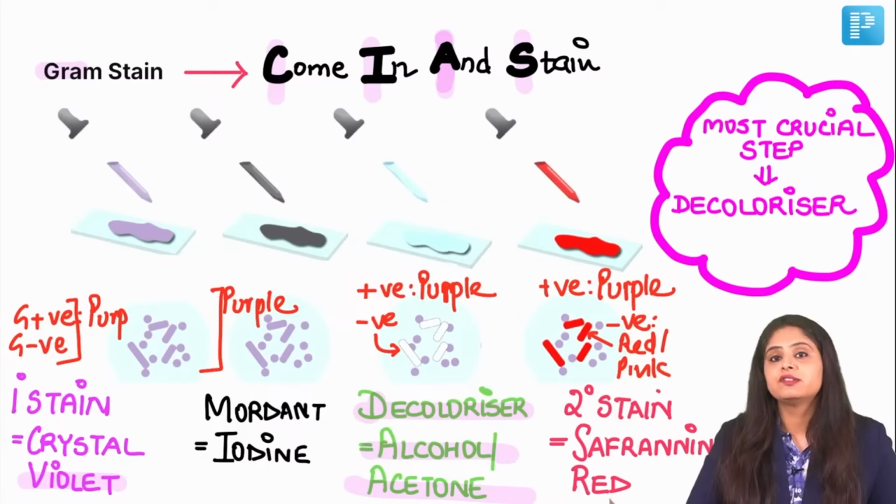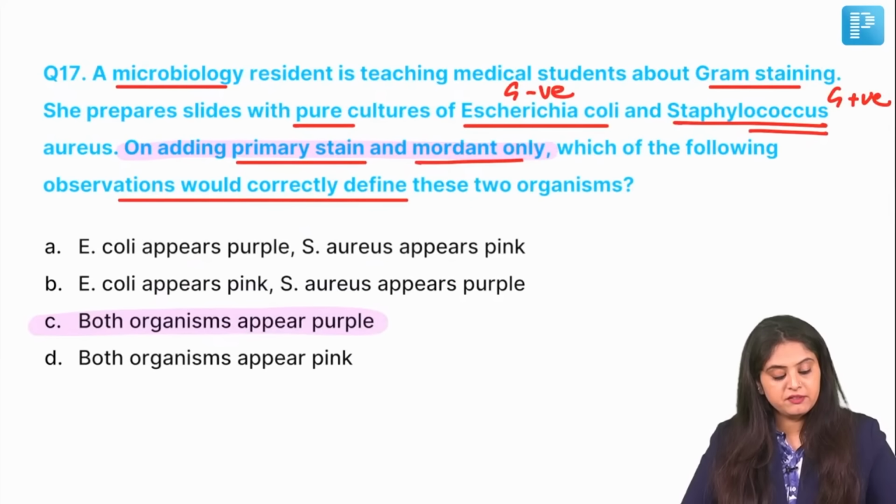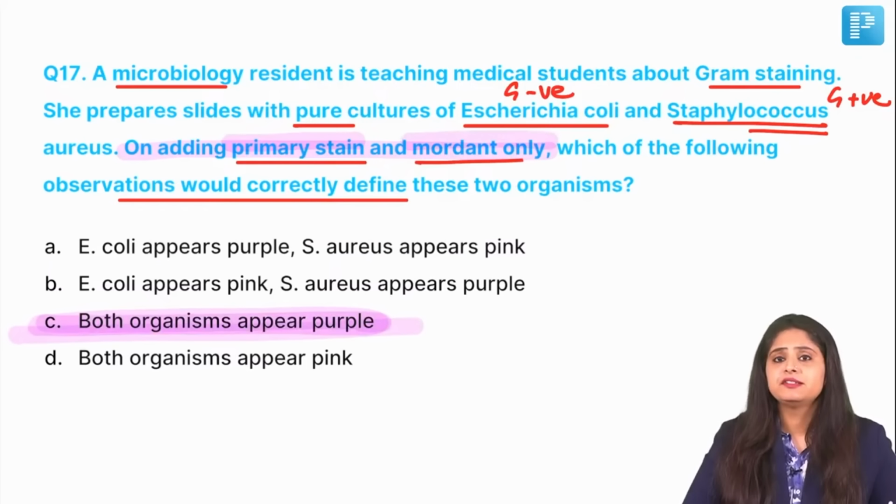So now you've understood the cell wall, you've understood the gram staining, and right now I said that okay, we have only done the first two steps, so both of them are going to be purple. Is that okay? Yes, everyone?